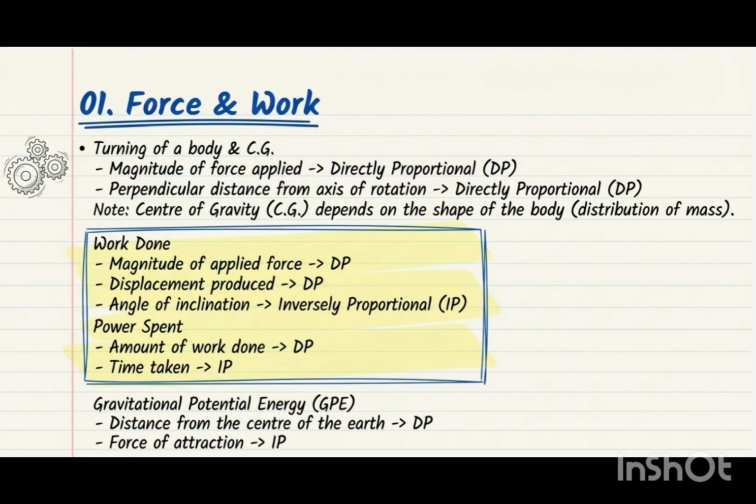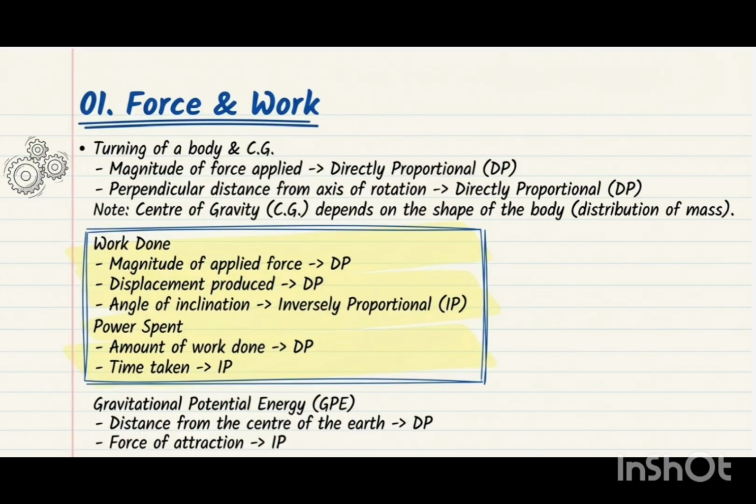Now let's move to work, energy, and power. Work is said to be done when a force causes displacement in the direction of that force. Mathematically, work is expressed as W = F × S × cos θ. This shows that work depends on three factors: the force applied, the displacement produced, and the angle between the force and displacement. The SI unit of work is the joule. 1 joule is equal to 1 Newton meter.